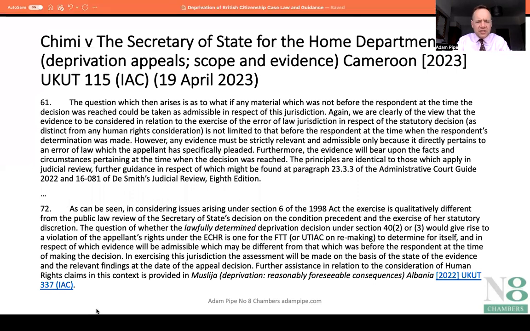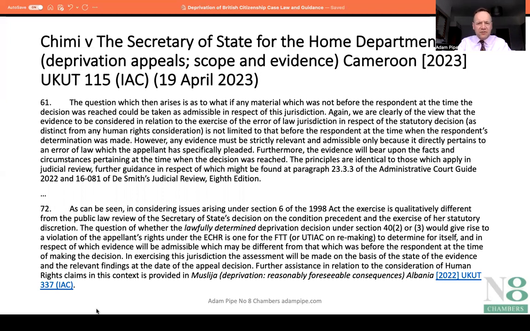In terms of evidence, then, at paragraph 61, they clarify that the question which then arises is as to what, if any, material which was not before the respondent at the time the decision was reached could be taken as admissible in respect of this jurisdiction. Again, we're clearly of the view that the evidence to be considered in relation to the exercise of the error of law jurisdiction in respect of the statutory decision, so that's when considering the condition precedent or the discretion, is not limited to that before the respondent at the time when the respondent's determination was made.